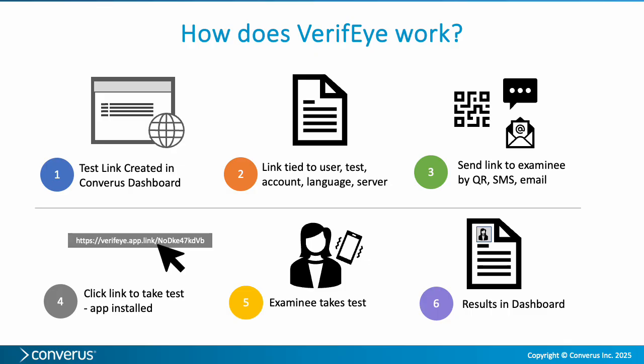If the app is not installed on the phone, the examinee will be directed to the App Store to complete the installation. Once VerifEye is installed, the test will begin, and the examinee will listen to questions and verbally answer true and false questions for about 10 minutes while looking at the back camera of the phone. When the test is completed, the data will be analyzed in a few minutes, and a score will be calculated by the algorithm, along with a corresponding test report. This information is available in the Converus dashboard for those with login credentials.